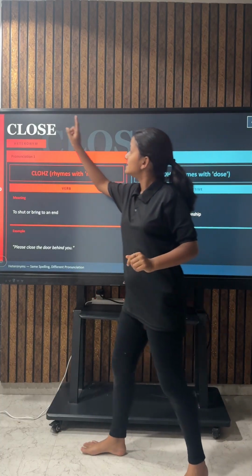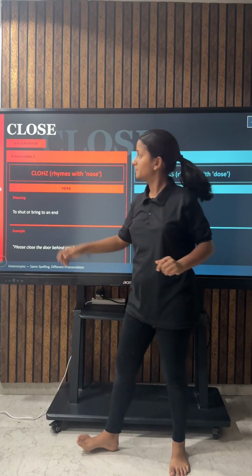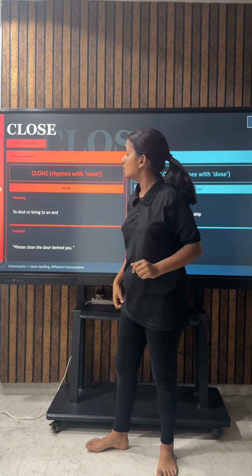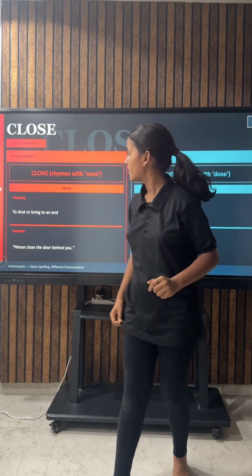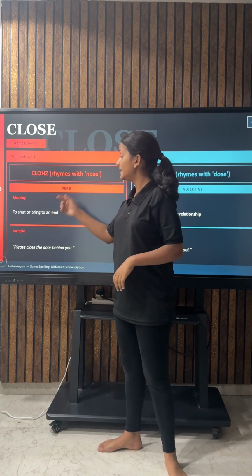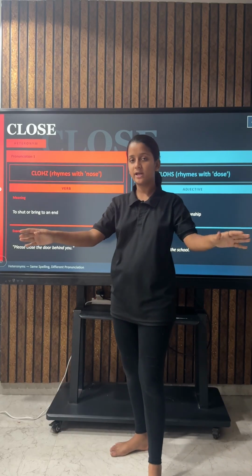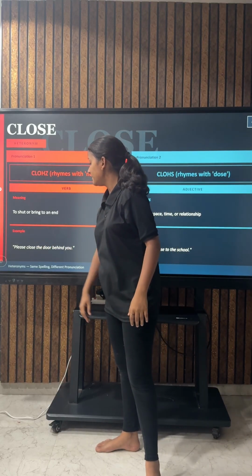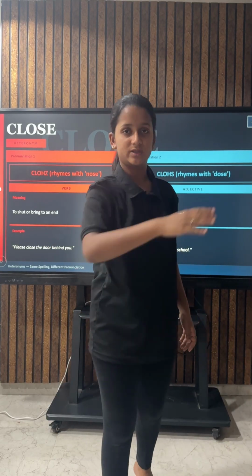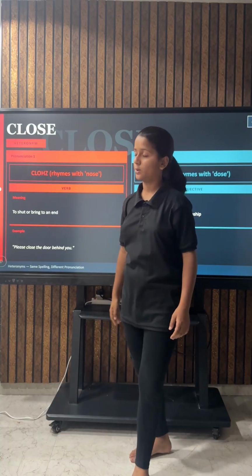Then is C-L-O-S-E, close. Its pronunciation 1 is close. It is a verb. The meaning is to shut or bring to an end. Example: please close the door.